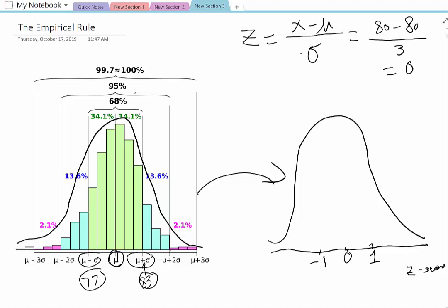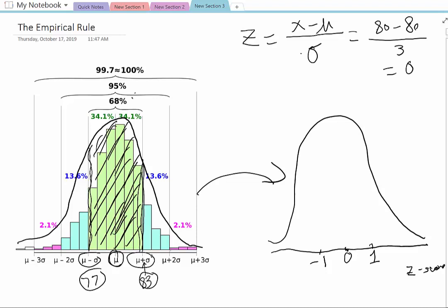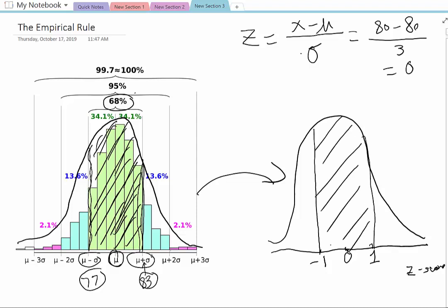The rule tells us that the total area, that's the percentage P, or probability P, for the whole area of the curve should be 68%. Following the rule, it is 68%. If I do the same for my z-score on the right side, that should be negative 1 to 1. And this middle inside area will be the same, following the rule, which is 68%.